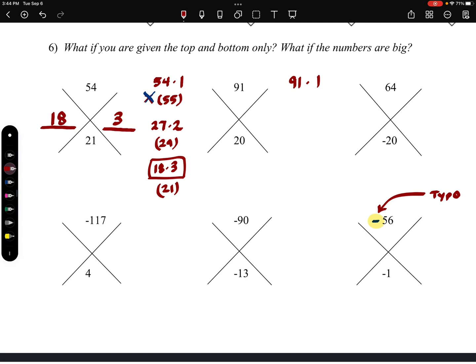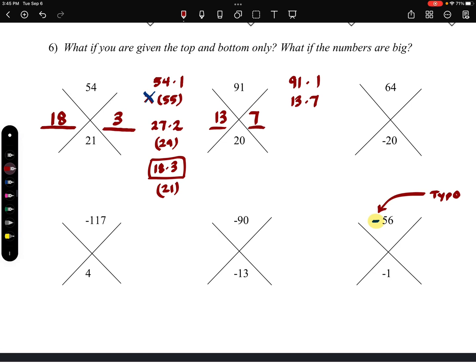How many times does 7 go into 91? That should be 13 times. So we've got 13 times 7, right? That would give us 91, and then 13 plus 7 is 20. So we'll put 13 in and 7.